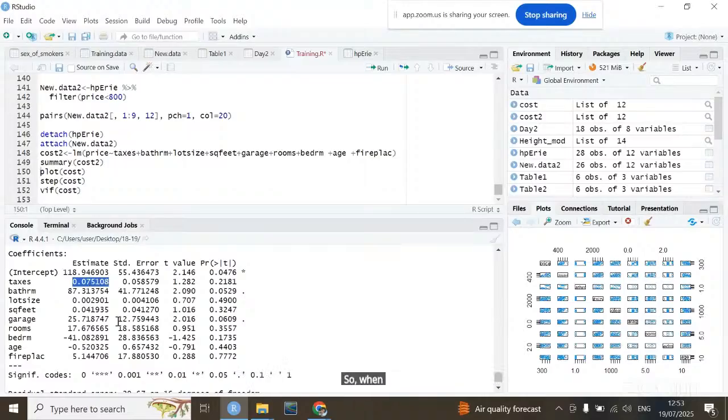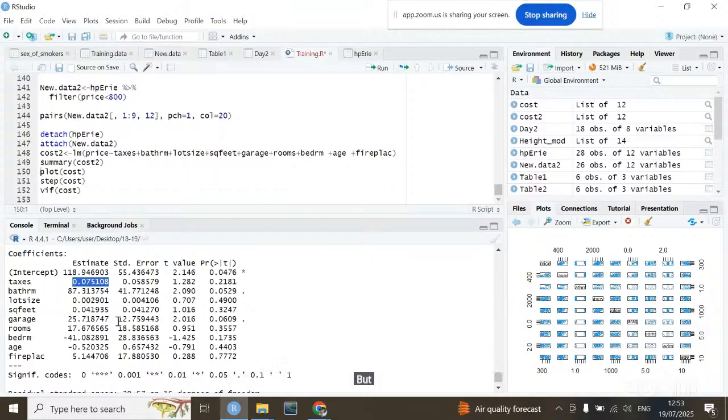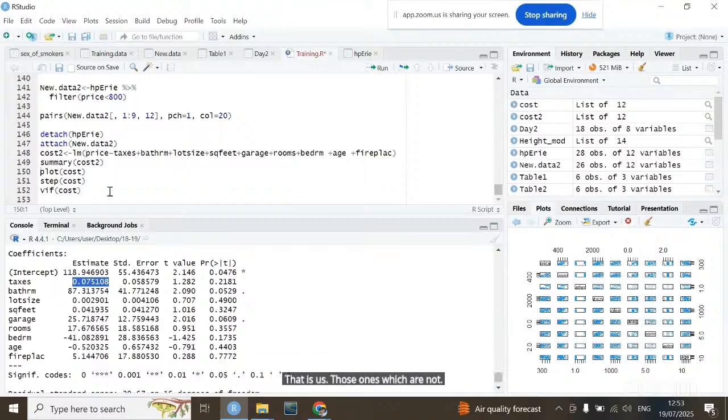So when you remove the outliers, the data is much affected, because there are outliers which can be influential, but there are outliers which may not be influential. So outliers which are influential, removing them will change the results. Those ones which are not influential, if you remove them, it may not change your results much.